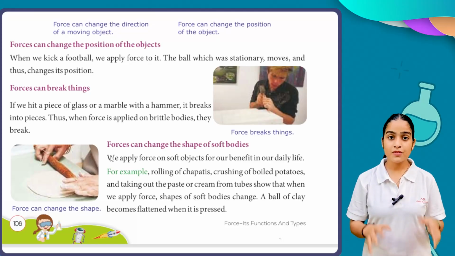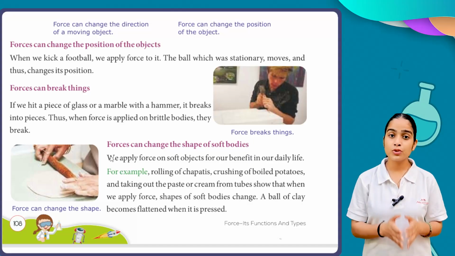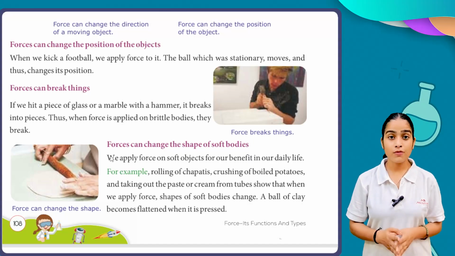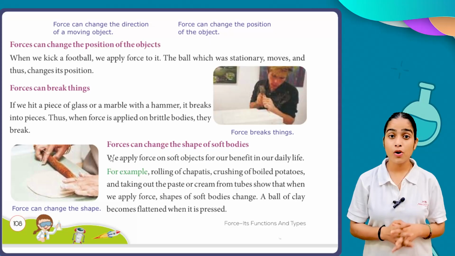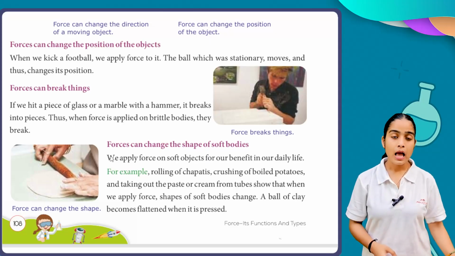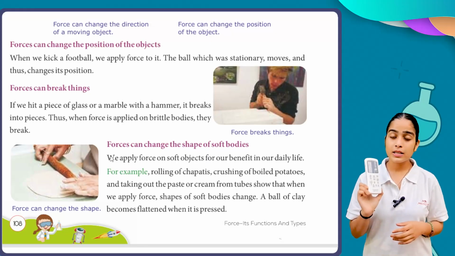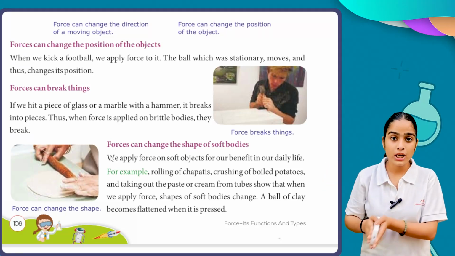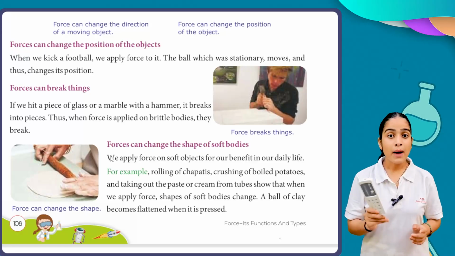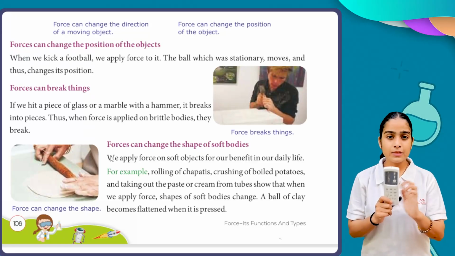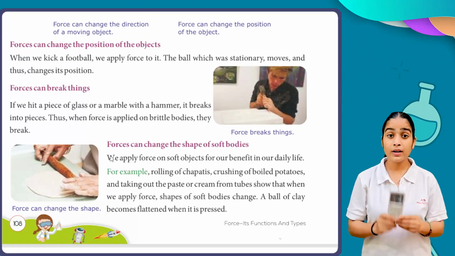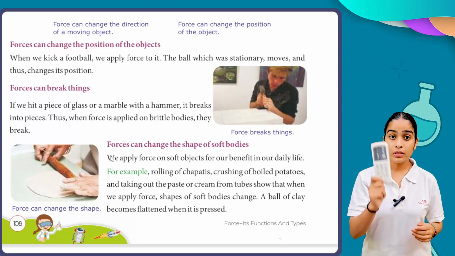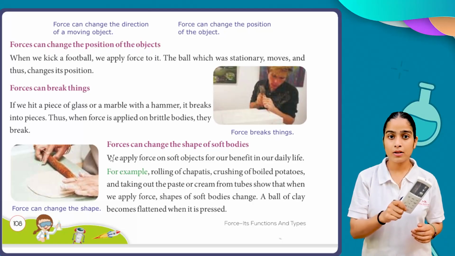If we have soft bodies, we can change the shapes of those soft bodies as well. But this AC remote is a solid object. If I applied force on it, it cannot change its position. But my force which is applied on this AC remote is weak. But if I take this remote under the car, what will happen?